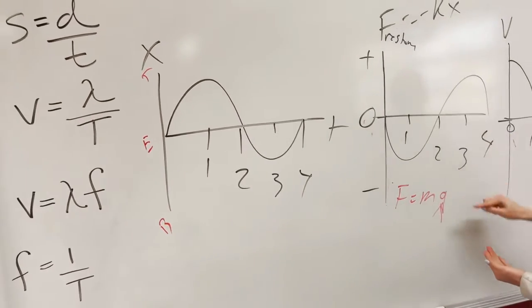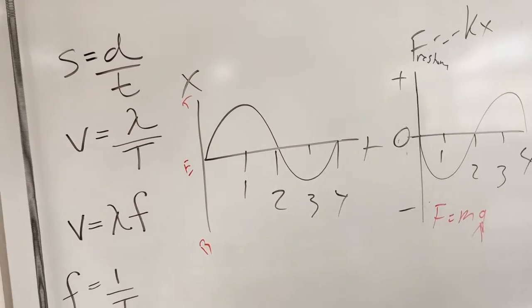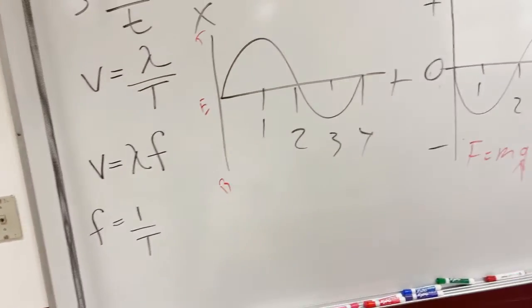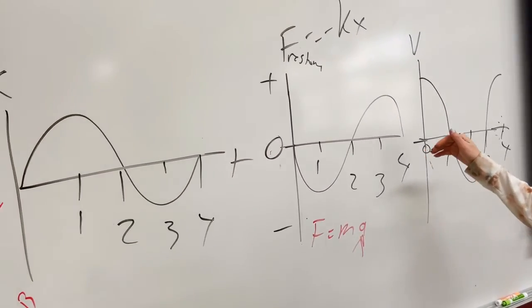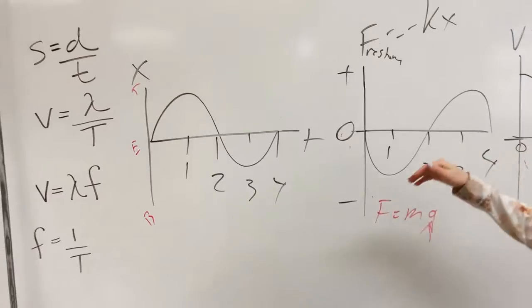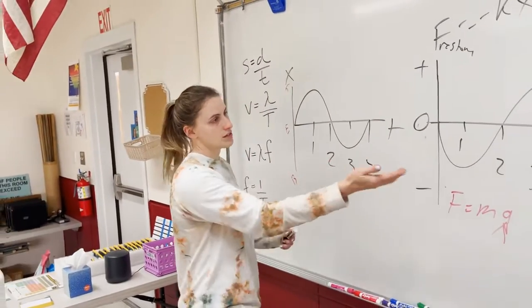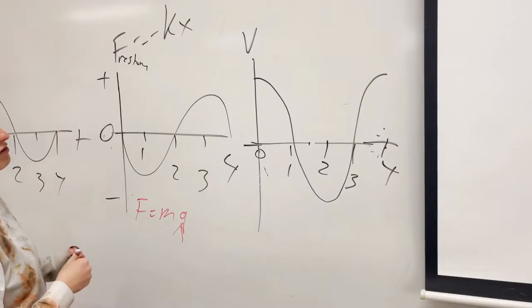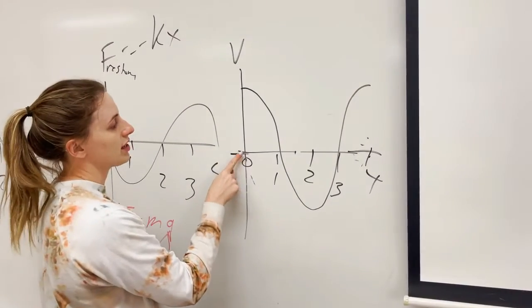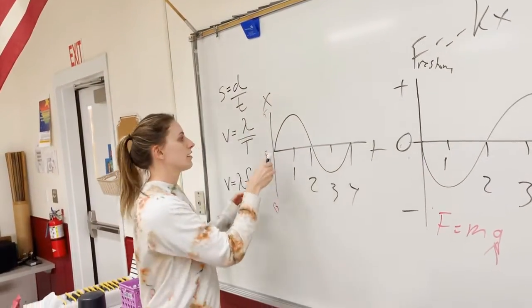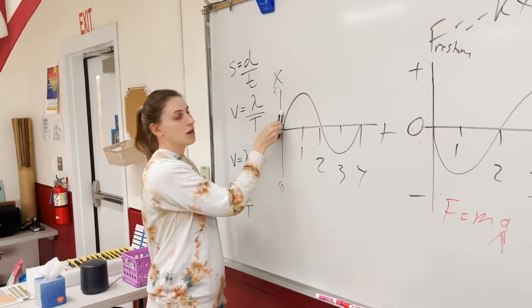The question before was what happens to the velocity? Where is it going the fastest? At equilibrium. If you look at our slope over here, this is our velocity versus time graph, and you can see that at time 0, it's going the fastest. Why is that? Let's take a look.